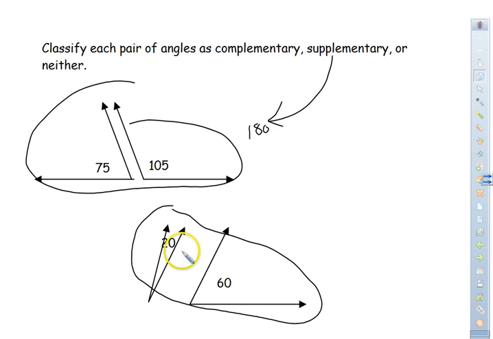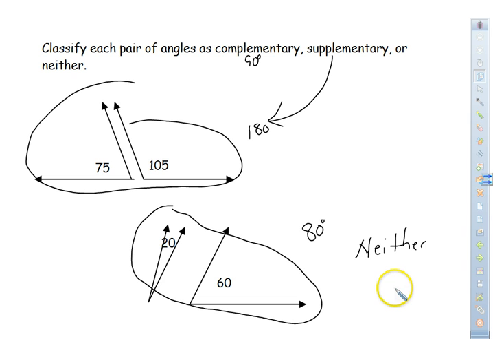For this one here, we're going to add these together, and we get 60 plus 20 more gives me 80 degrees. Okay? Now, does complementary equal 80 degrees when added together? No, that's 90 degrees. Supplementary is 180, therefore it is going to be neither.